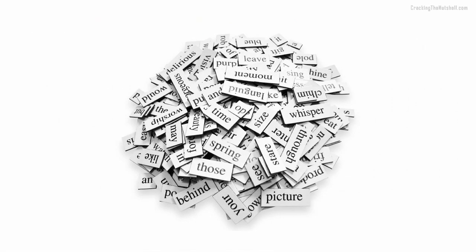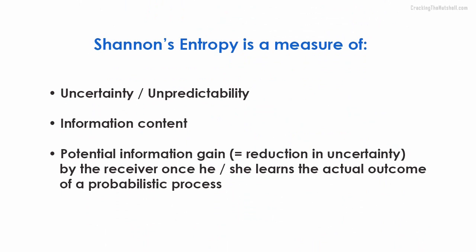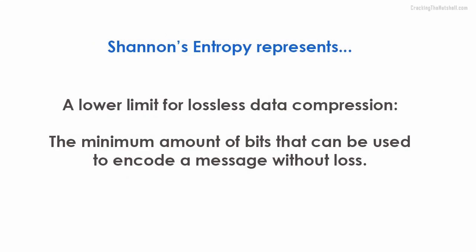So, by using this particular example, we have seen how the concept of Shannon's entropy, in this case calculated from the probabilities of occurrence associated with the letters belonging to the words of a particular language, has very important applications, data compression being one of them. Summarizing, Shannon's entropy is a measure of uncertainty, of unpredictability, and also a measure of information content, of potential information gain. Shannon's entropy can also represent a lower limit for lossless data compression, the minimum amount of bits that can be used to encode a message without loss.